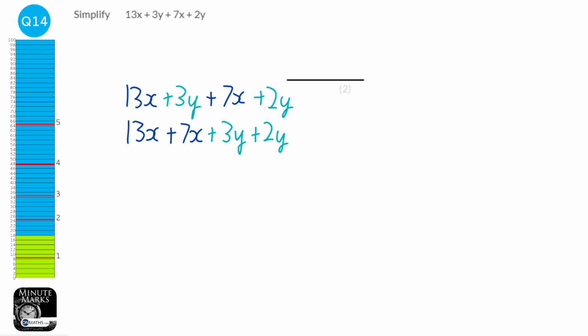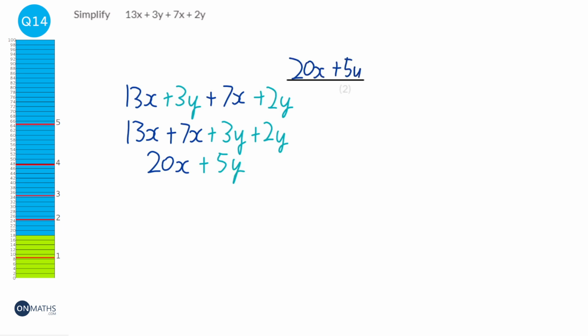So altogether we've got 13 lots of x plus 7 lots of x. Well, that's going to be 20 lots of x. And for the y's we've got 3 lots of y plus 2 lots of y. That's going to be 5 lots of y. So our answer is 20x plus 5y.